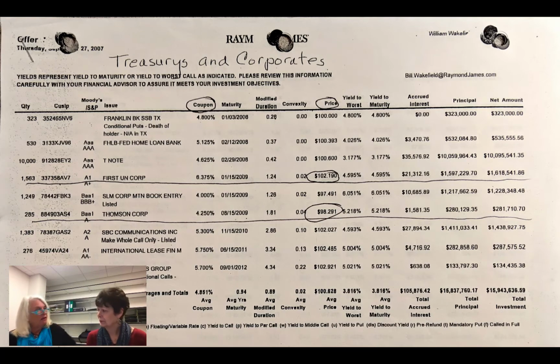Now, why does that matter? Because you're going to get this money, no matter what. You're getting this money. Why does it matter that it's 6.23?